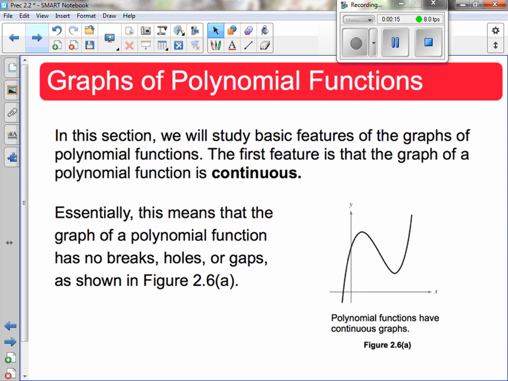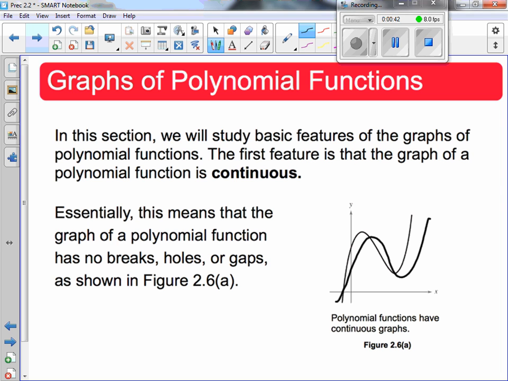In this section, we studied the basics of the graphs of polynomial functions. The first is that a polynomial function is continuous. Essentially, it doesn't have an endpoint, because it's going on forever. Most higher degree functions do. But there are no gaps. There's no point where, as we're drawing the graph, I would have a spot where I'd pick the pen up.